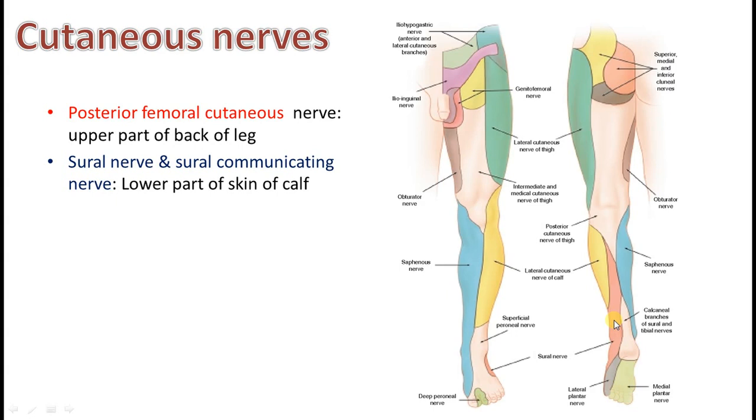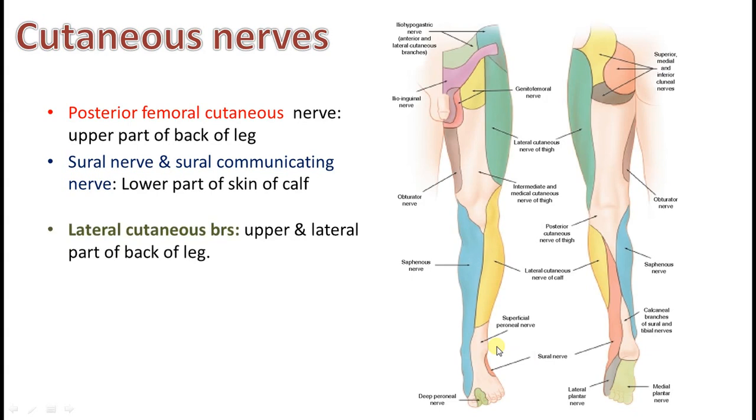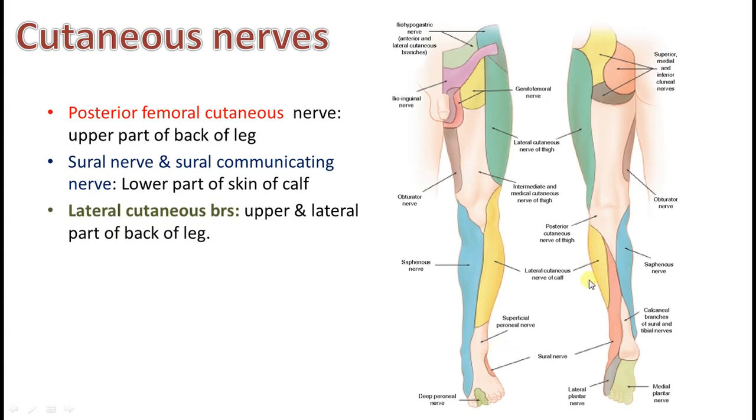Then the next cutaneous nerve is the lateral cutaneous nerve of the calf. This is again a branch of the common peroneal nerve, which supplies the upper lateral part of the back of the leg. So the lower part is mainly supplied by the sural nerve and sural communicating nerve, and the lateral cutaneous nerve of the calf supplies the upper lateral part of the calf.